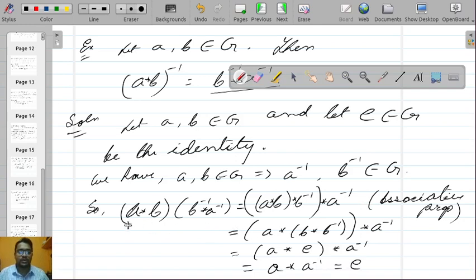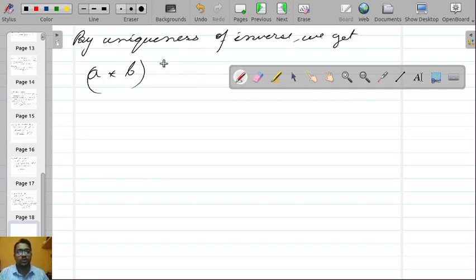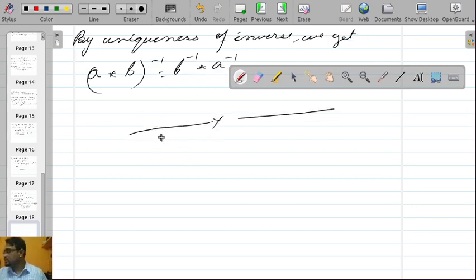Okay, so ultimately I have got that a star b when multiplied with b inverse star a inverse gives you the identity element. Okay, so immediately we can write, by uniqueness of inverse, that (ab) whole inverse is the same as b inverse star a inverse. Okay, so for any group this is always true. Okay, so these are some notations and some examples.